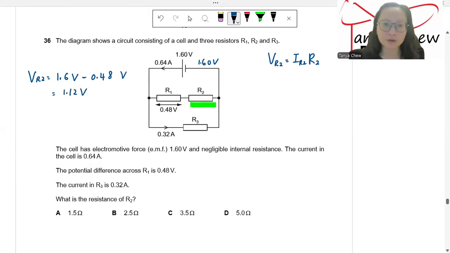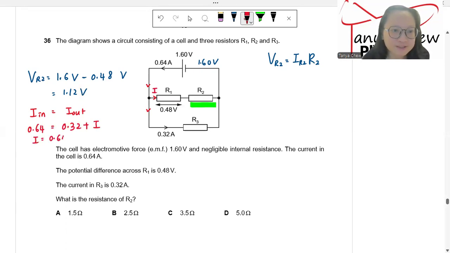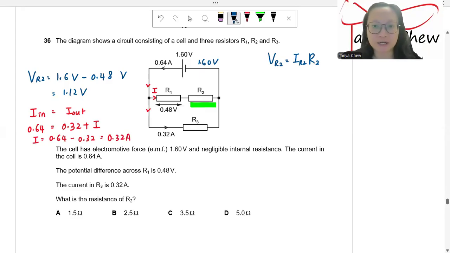And what about the current across R1 and R2? Now use Kirchhoff's first law. Total current in is equal to total current out. Current in is 0.64. Current out is equal to 0.32 plus I, I just put I here, right? So I is equal to 0.64 minus 0.32, right? So 0.64 minus 0.32 and I got 0.32 ampere as the value of the current. Now I have all the information that I need to find my R2 value.